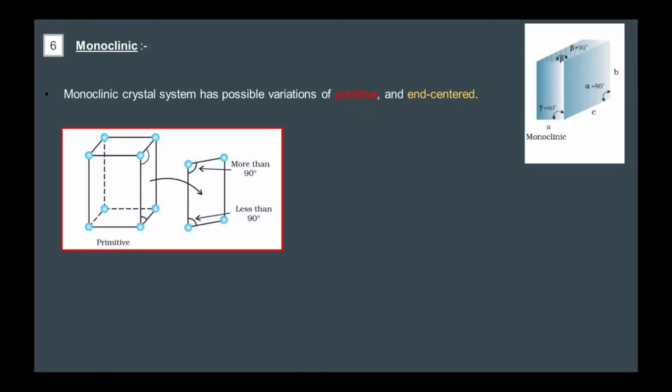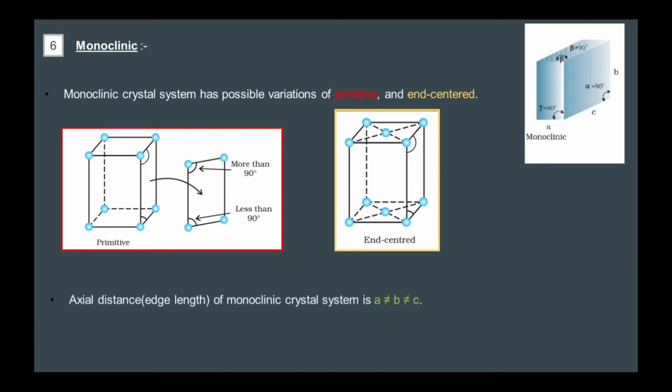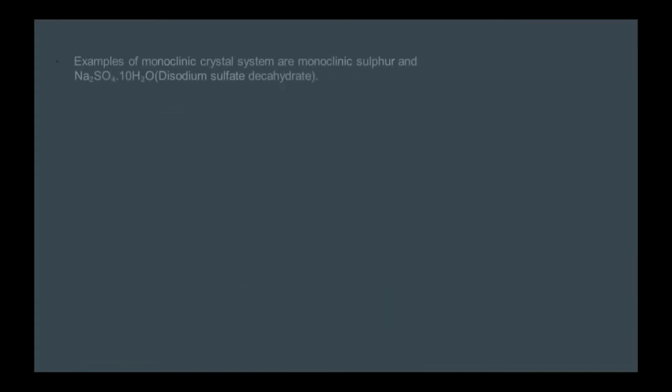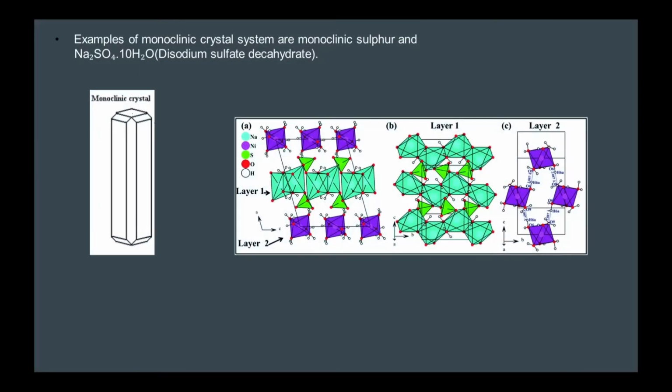6. Monoclinic. The monoclinic crystal system has possible variations of primitive and end-centered. Axial distance or edge length of the monoclinic crystal system is A not equal to B not equal to C. Axial angles are alpha and gamma equal 90 degrees and beta is not equal to 90 degrees. Examples of monoclinic crystal system are monoclinic sulfur and Na2SO4.10H2O known as disodium sulfate decahydrate.